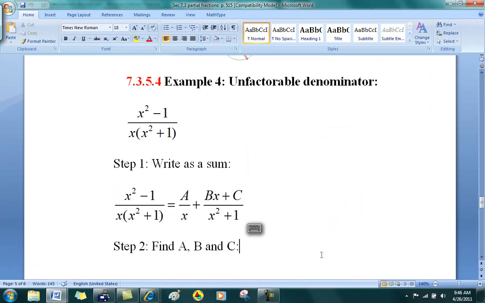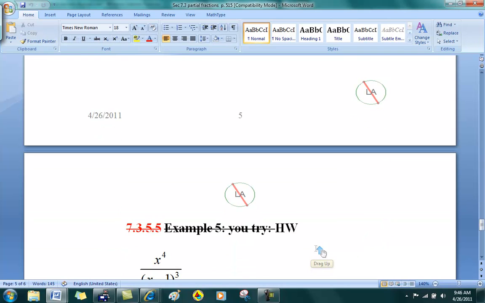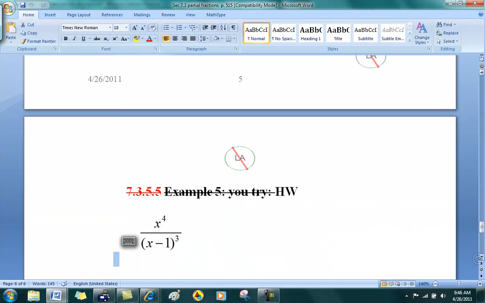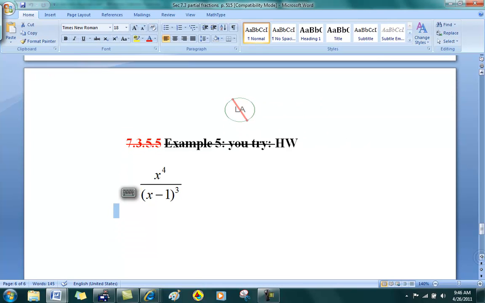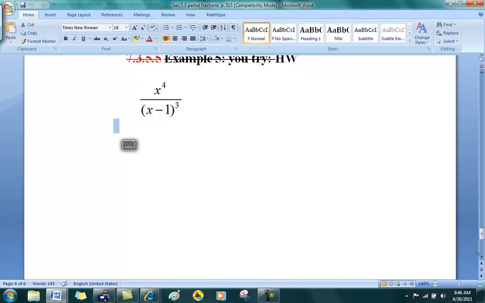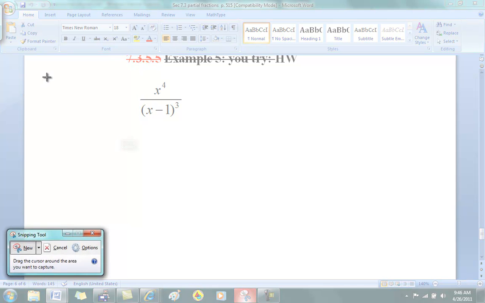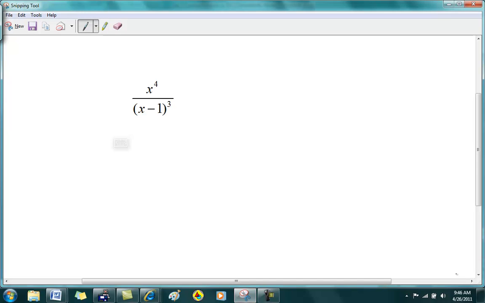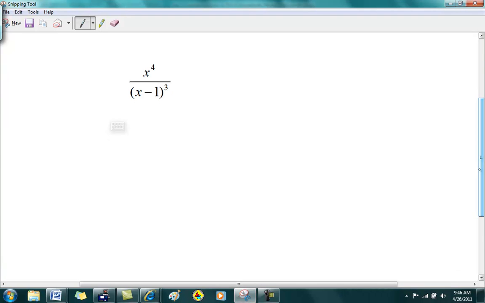There's one more example that's for you to do. Work this out, and I expect this to be part of your notes. Notice that this is a repeated linear factor. Let me give you a hint of what it's going to look like. First of all, notice that the degree of the denominator is 1 less than the numerator, so you need to do long division.